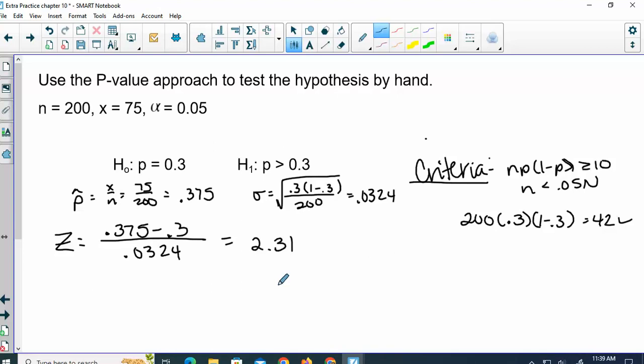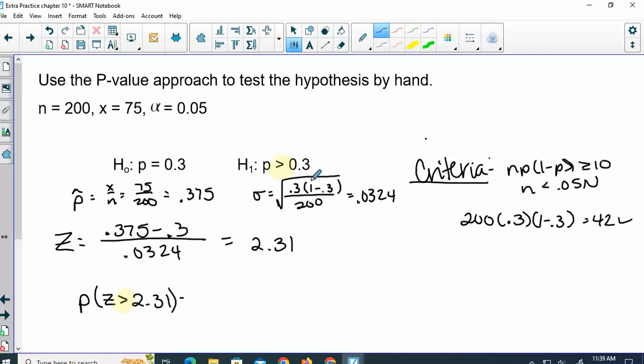This is a z, so we're looking at our normal distribution. So we're finding the probability. Are we looking for less than or greater than? Greater than, so we're looking for the probability that z is greater than 2.31. And I know that because my alternative hypothesis is greater than.